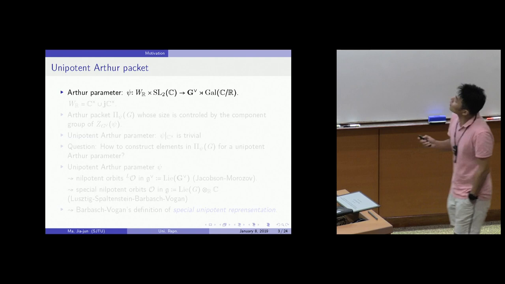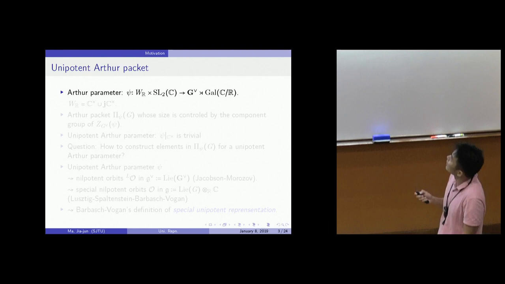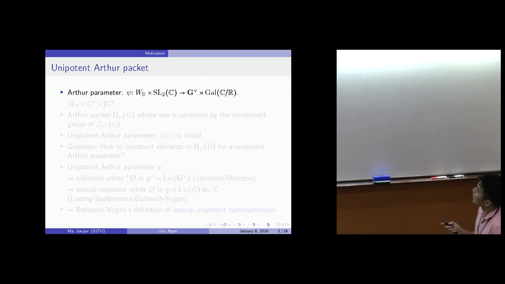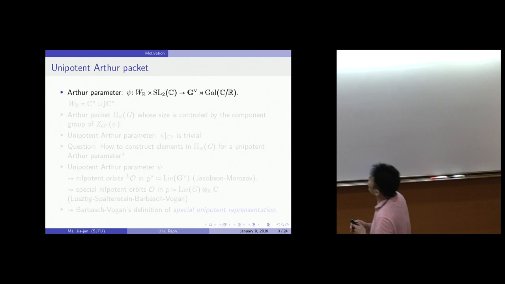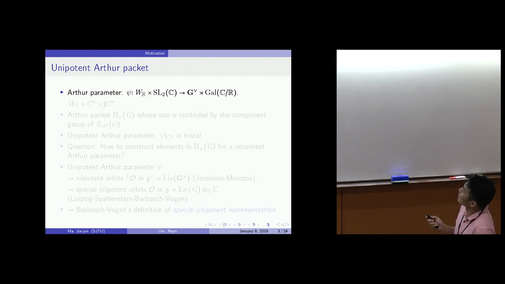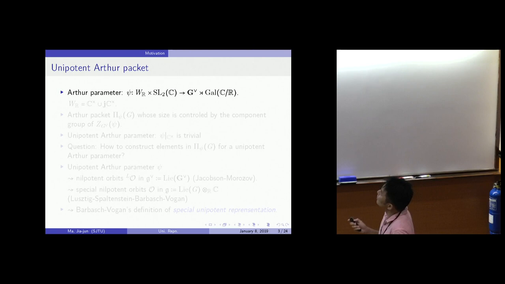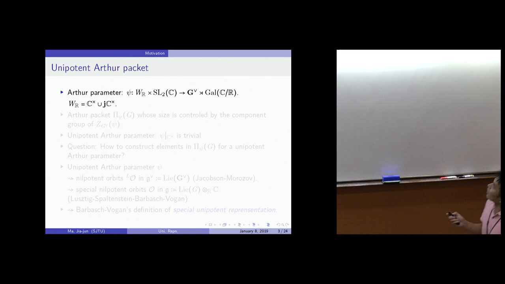The motivation for unipotent representations comes from Arthur's conjecture, or Arthur's work. Suppose you have an Arthur parameter, which in the real group case starts from W_R, the Weil group of the real numbers. Professor Prasad just wrote down the definition. It is C cross times J, where J squared is equal to negative 1, and J acts on C cross by complex conjugation. And then you have an additional SL2C copy, which maps to the L group of G.